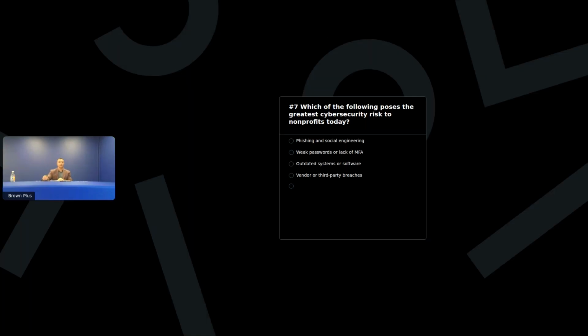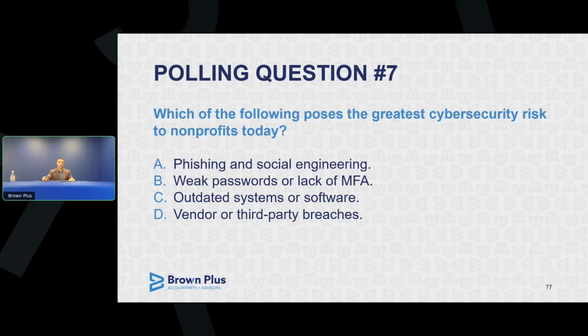All right, polling question. Which of the following poses the greatest cybersecurity risk to nonprofits today? Is it phishing and social engineering, weak passwords or lack of MFA, outdated systems or software, or vendor or third-party breaches? And it is phishing and social engineering.